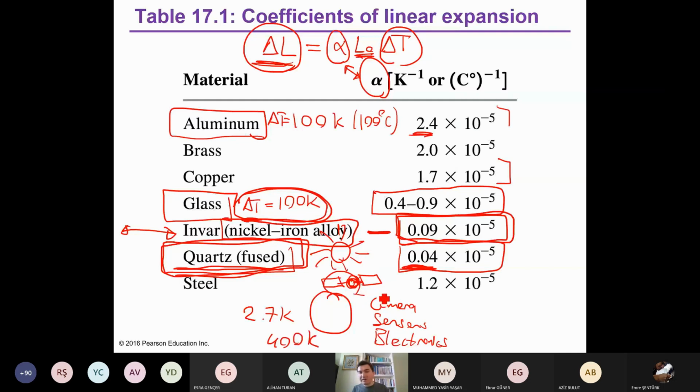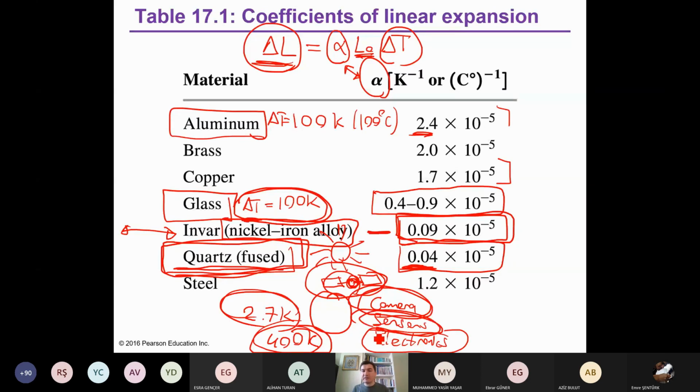Every part within this satellite in space, the parts in the camera, the parts in the sensors, and also the electronics part will have this temperature change many times per day, okay? So they are cooled and they are heated. They are cooled, they are heated. So with this temperature change, the camera shouldn't be affected. Sensors shouldn't be affected. Electronics shouldn't be affected, okay?